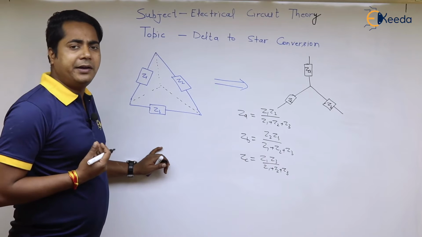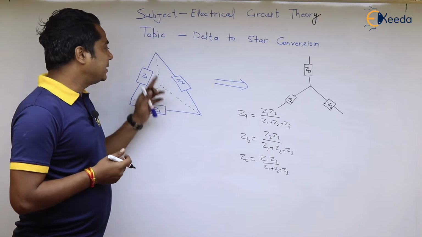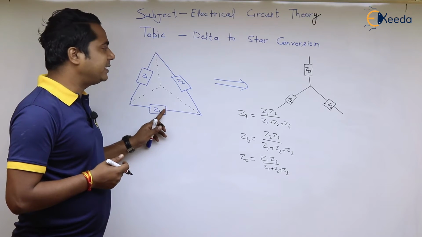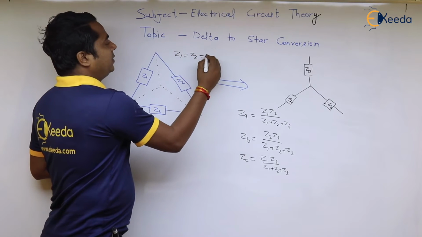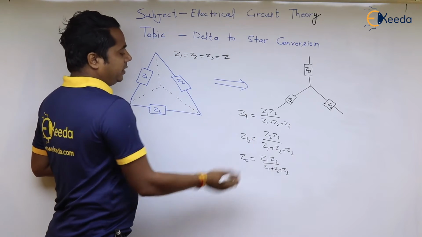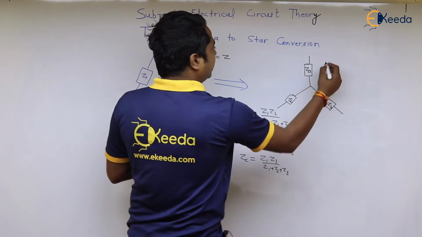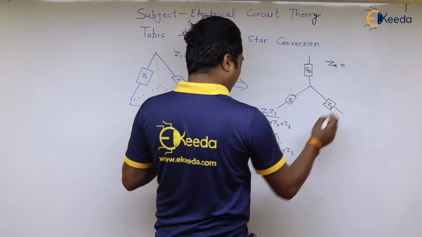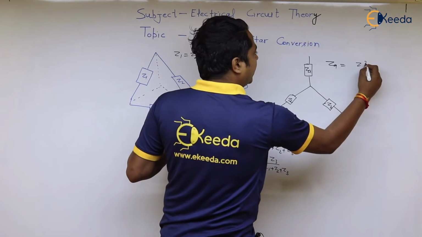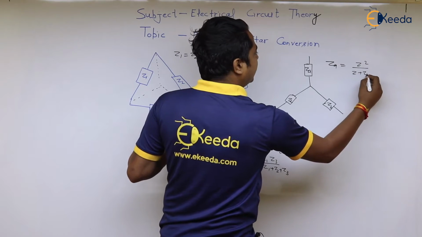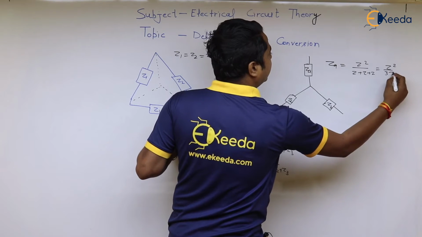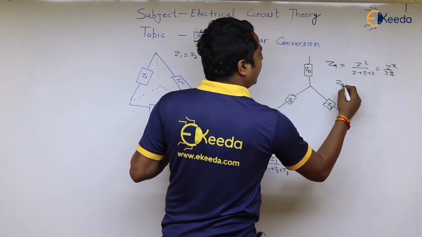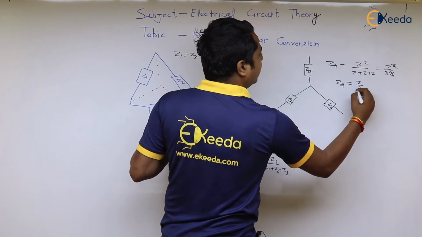If we have impedances Z1, Z2, Z3 all the same, that is Z1 is equal to Z2 is equal to Z3 is equal to Z, then what will be the value of ZA? The value of ZA is Z square upon Z plus Z plus Z. It means Z square upon 3Z, Z cancels out. The value of ZA will be equal to Z by 3.